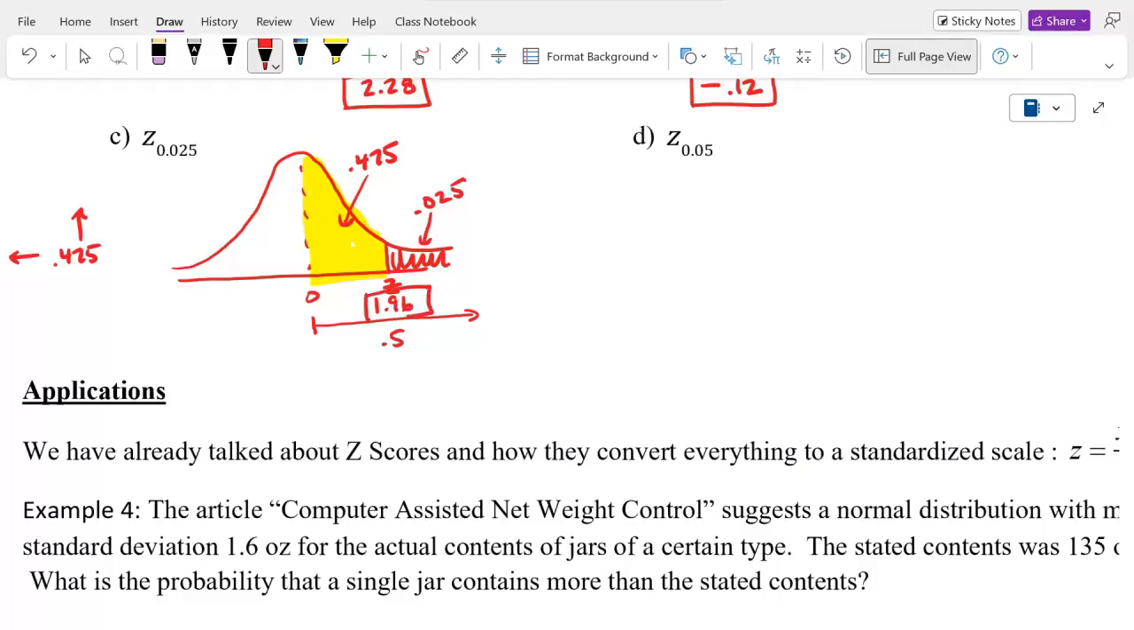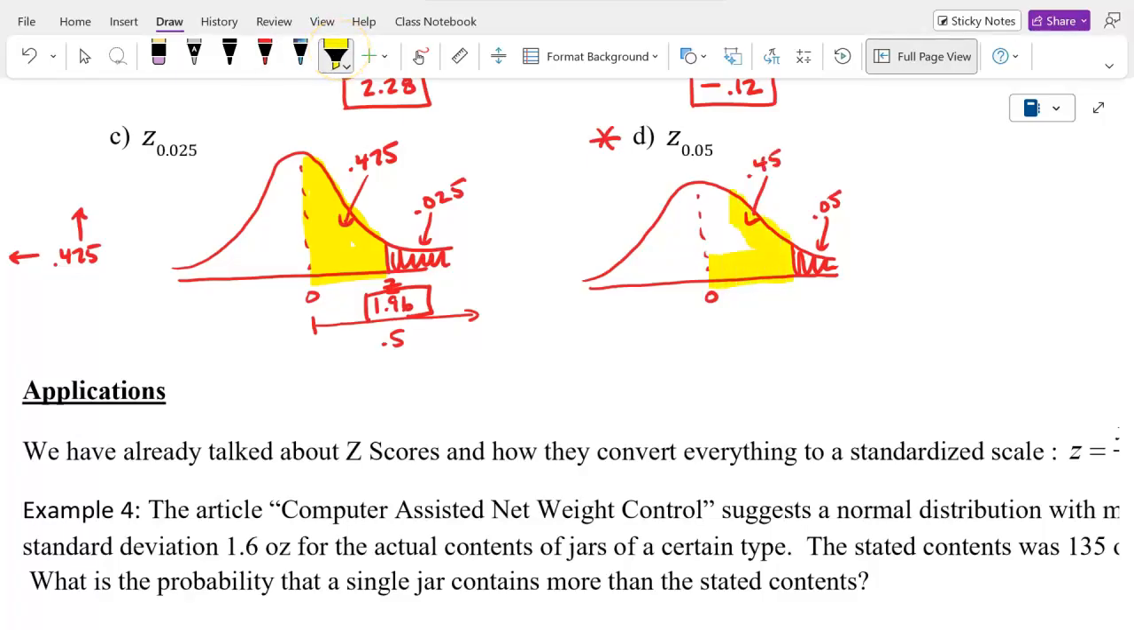Now this last one, I kind of sped through that because this is a very important one. It's one of our ties. So let's draw it real quick and get started. If this is 0, we've got a little tail with 5% in it. By now you know that I'm going to need to find out what this is. It's 0.45, this area from 0 to that point. I use the fact that from 0 to infinity is 0.5 to find that, just like the last example.